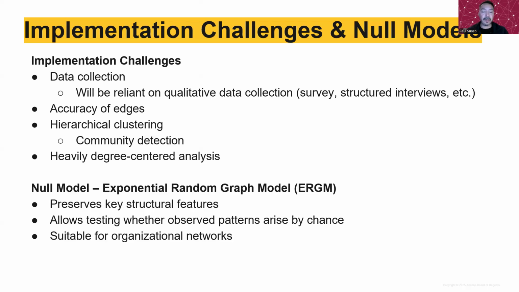And then the null model, I think the best one for this project is an exponential random graph model that preserves key structural features of my model in building a comparative null model. And it allows us to test, like all the null models, whether observed patterns arise by chance or random. And importantly, it's suitable for organizational networks. So that is a brief introduction to my project, and I thank you for your time.